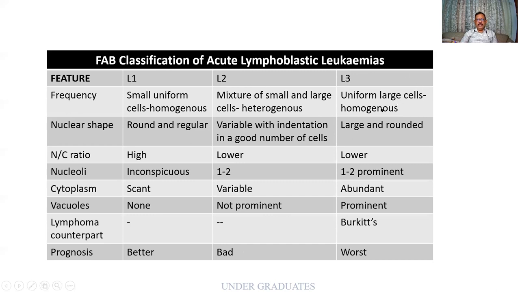Uniformly large cells, homogeneous. And the nucleus is also large. And you find that the cytoplasm is a little more abundant, therefore the ratio becomes less. Nucleoli can be present, and the cytoplasm is abundant with vacuolation. The counterpart is Burkitt's, prognosis is worst.